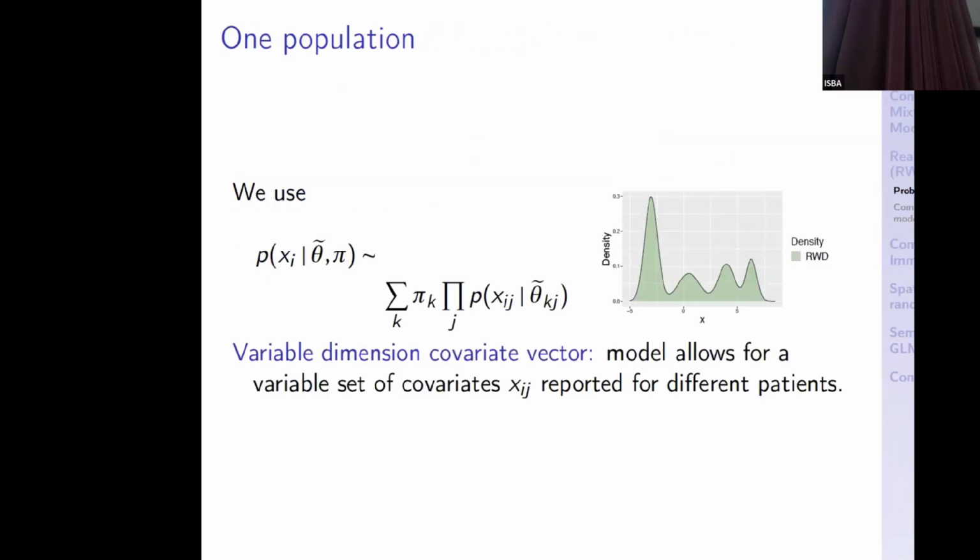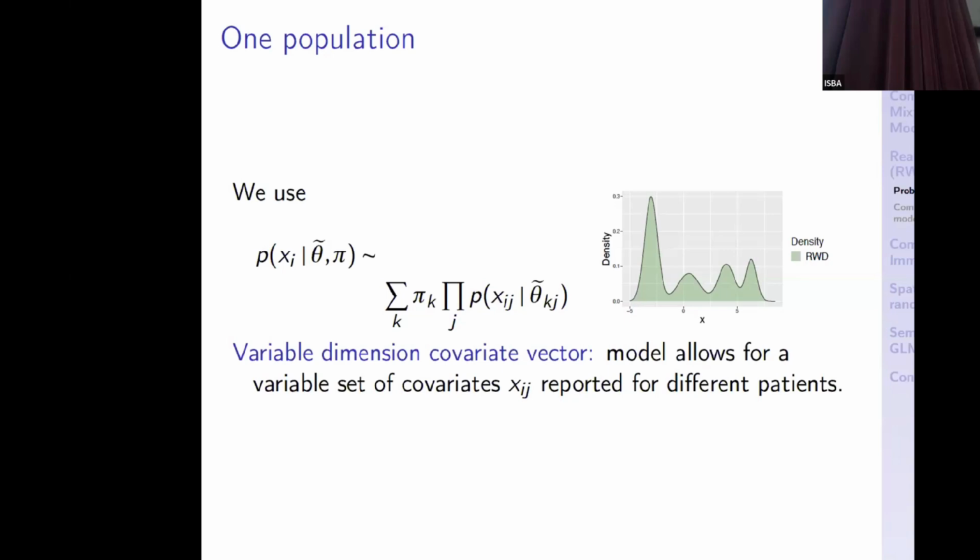Then here's just a stylized version of my mixture model. We are setting up a mixture model for the x_i, just as a sum over the clusters. I use pi sub k for the weight for the k-th cluster. If the covariates were continuous, it could just be a simple mixture of normals like in this figure.